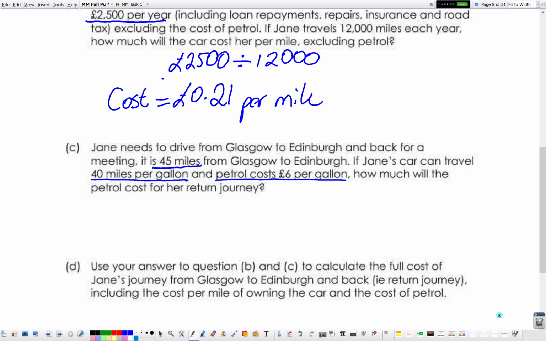So it's 45 miles from Glasgow to Edinburgh, but we need to go back the way as well. So it's actually 90 miles in total, and we are going to divide that by how many miles I do per gallon. So divided by 40. This is going to tell us how many gallons of petrol we're going to use. So miles over mpg. So that answer, if we do that, is 90 divided by 40. That's going to give me an answer of 2.25. So I'll use up 2.25 gallons of petrol.